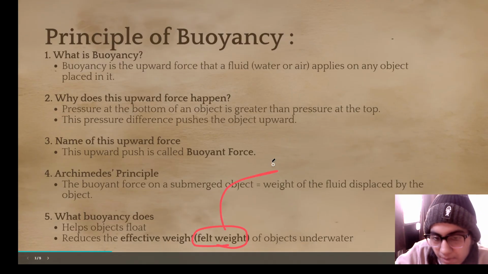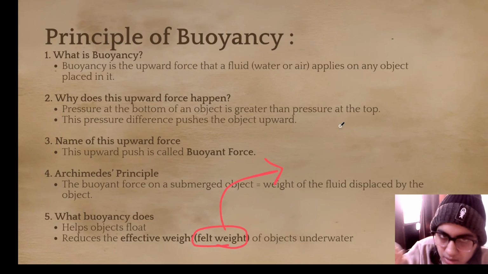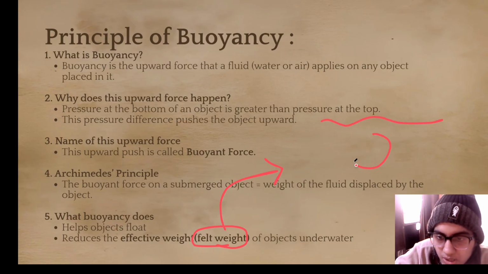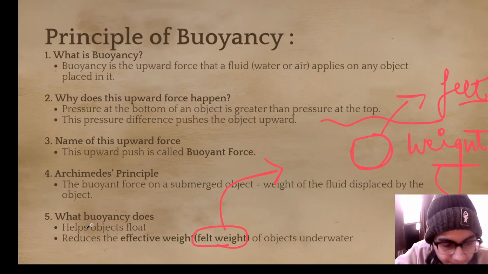If you take a stone and hold it in your hand in air, it will feel very heavy, but that same stone, if you put it under the water, will feel a little lighter. Okay, and that is called the felt weight, or you can say the effective weight.